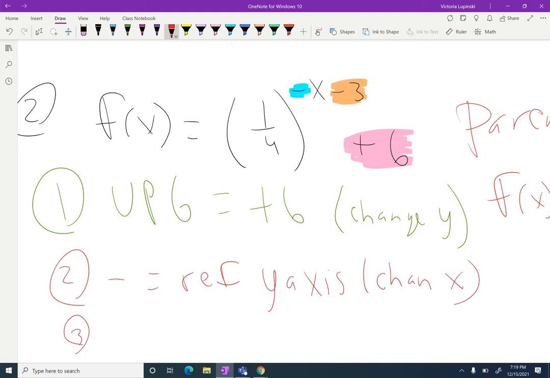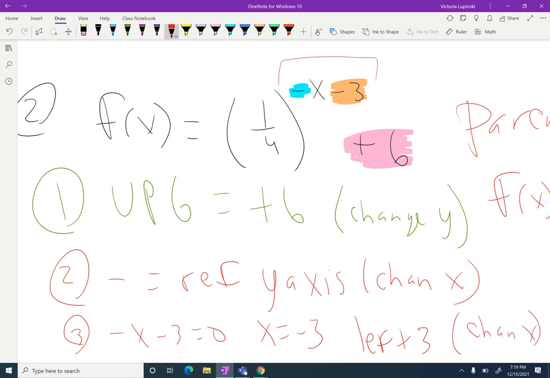Finally, in terms of the left or right, because of that double transformation, the negative and the addition or the subtraction, you have to take it and set it equal to 0. Add the x to the right, and you're going to get a minus 3. You have to interpret that minus 3 as left 3. If you're going left 3, then you have to change the x's.